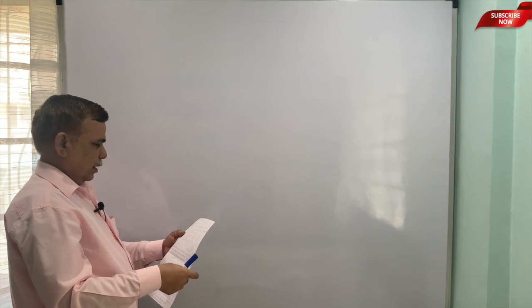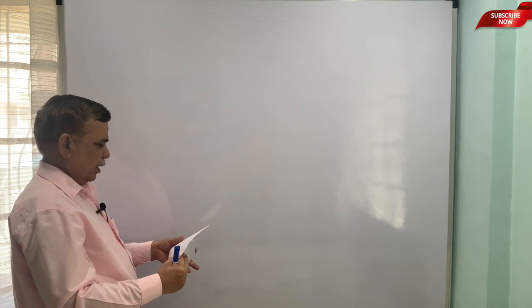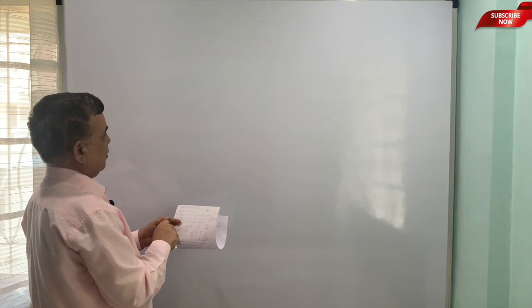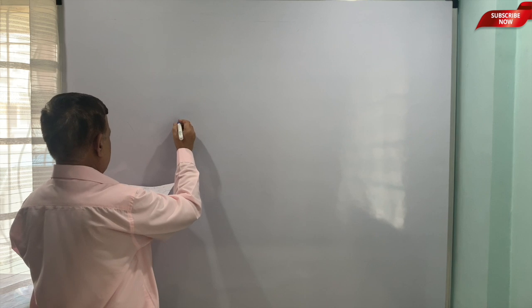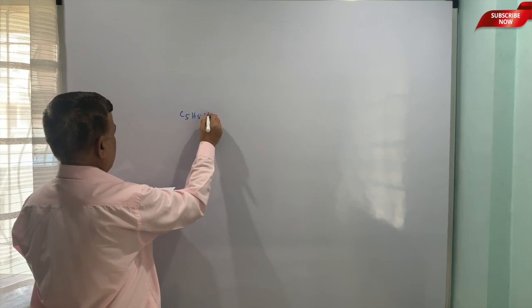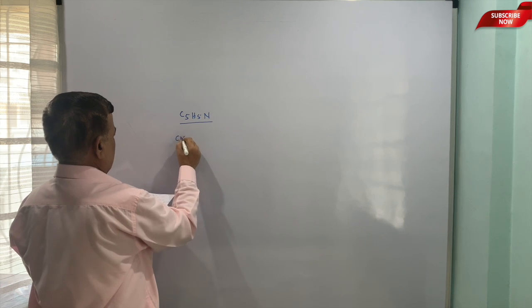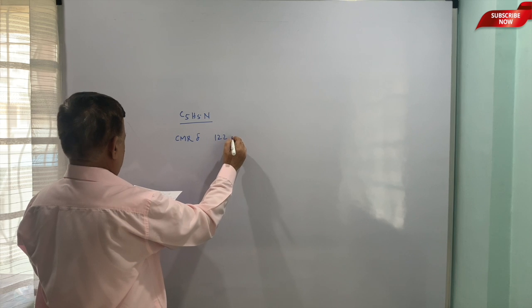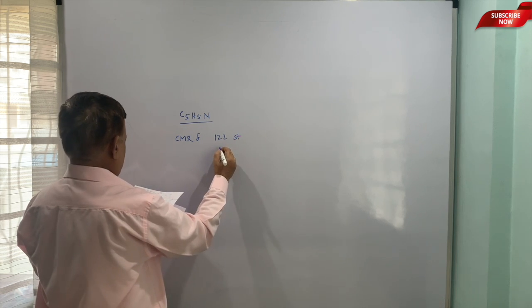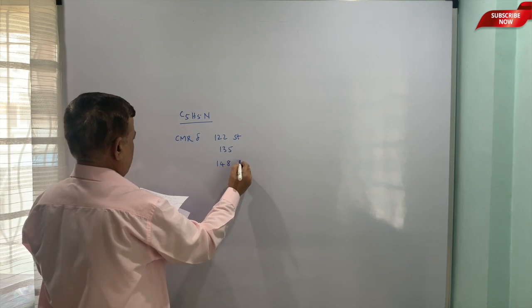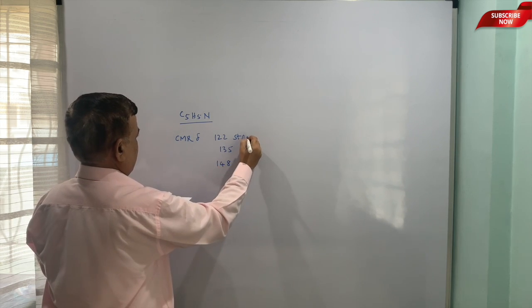There are so many, but I am looking at simpler examples which you can solve at home. The pure CMR based example I would leave to you. Molecular formula C5H5N, CMR delta 122 strong, 135 and 148 strong. Okay.